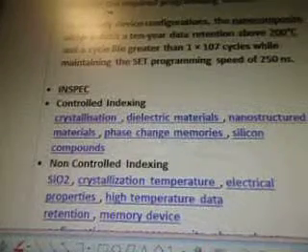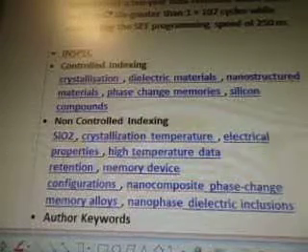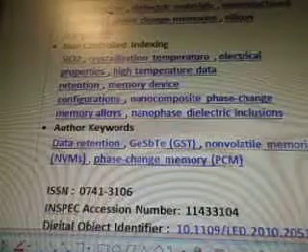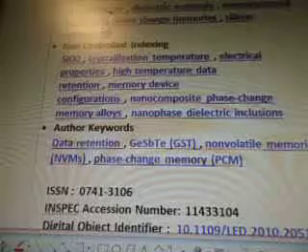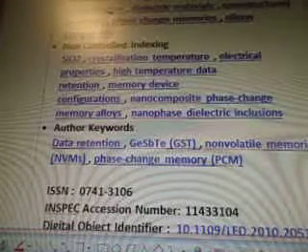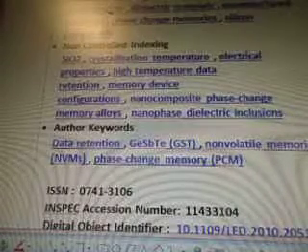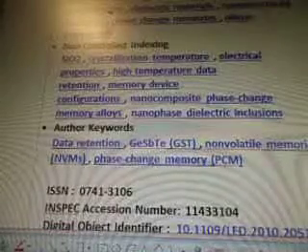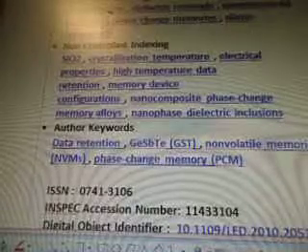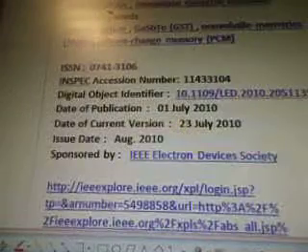And it says INSPEC controlled indexing: crystallization, dielectric materials, nanostructured materials, phase change memory, silicon compounds. Non-controlled indexing is SiO2, crystallization temperature, electrical properties, high temperature data retention, memory device configurations, nanocomposite phase change memory alloys, and nanophase dielectric inclusions. And then the author's keywords are data retention, GST, non-volatile memories, NVMs, and phase change memory, PCMs.